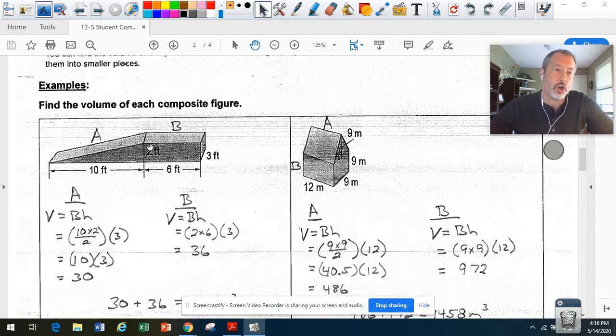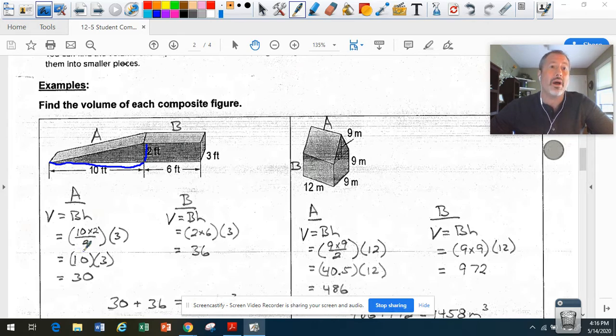Okay, so let's start here with this triangular prism. As you see here, we have our triangle. Here's our base right here of the triangle, and here's our height of the triangle. In order to find the area of the triangle, it's going to be base times height divided by 2. So 10 times 2 is 20, divided by 2 is 10. Okay, so my big B right now is 10.